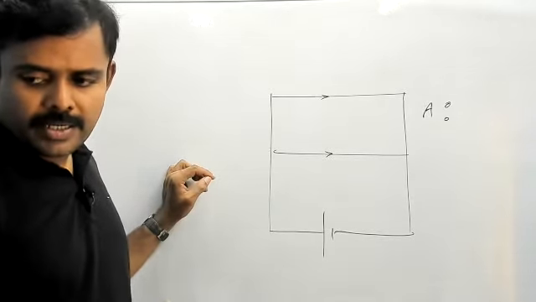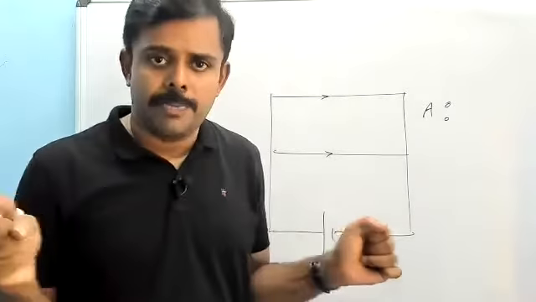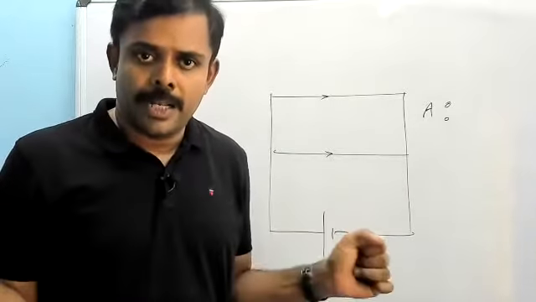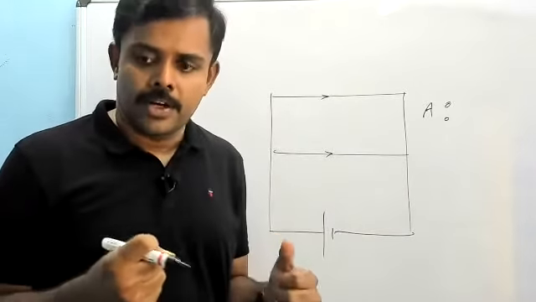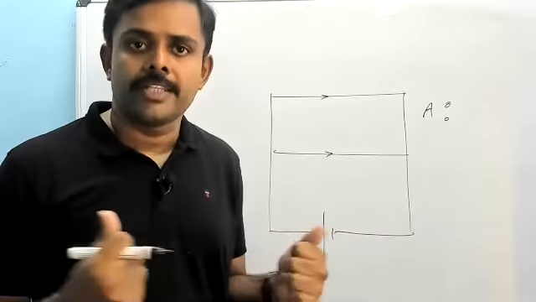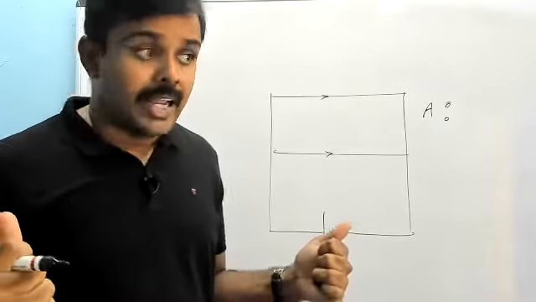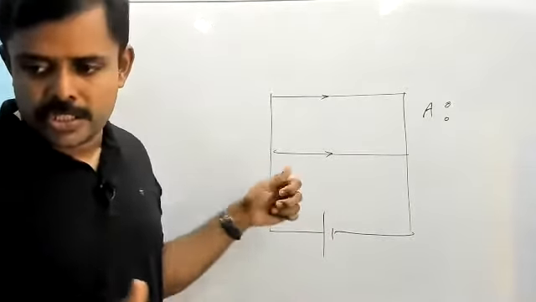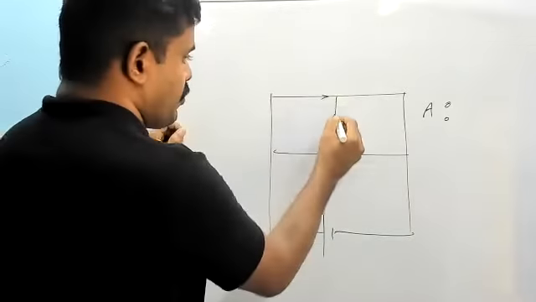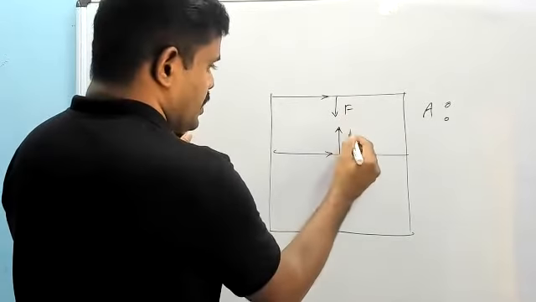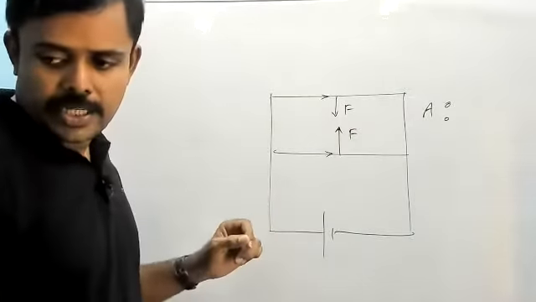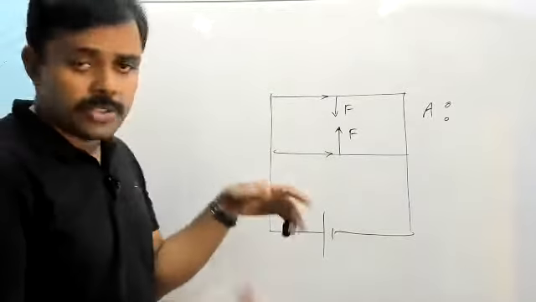Do you remember? Like charges, plus and plus, minus and minus, repel. Like poles repel: north pole and north pole, south pole and south pole. But like currents attract each other. So these currents attract each other, the force is downward and upward, so there is an attractive force. They are like currents, right? They attract each other, so they come closer.